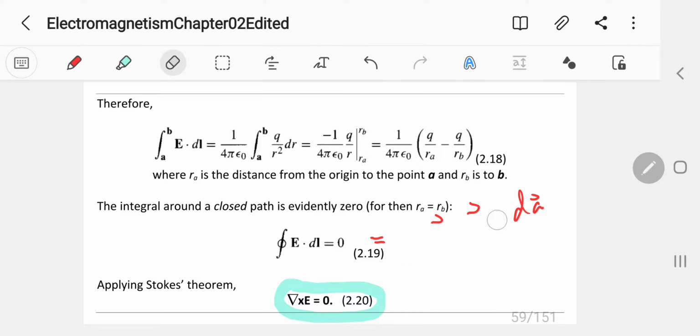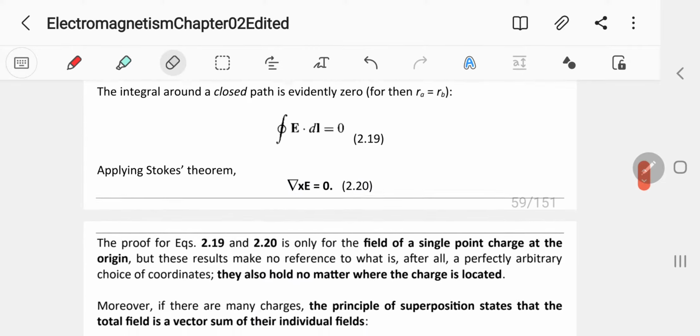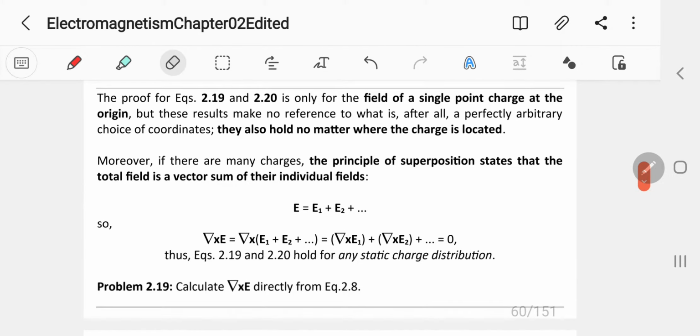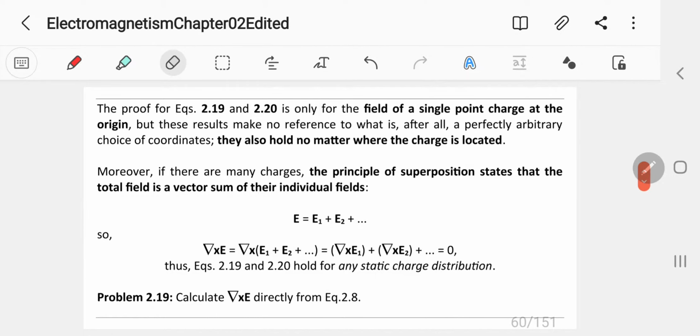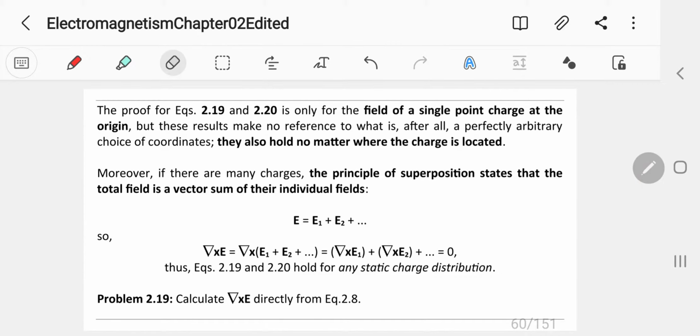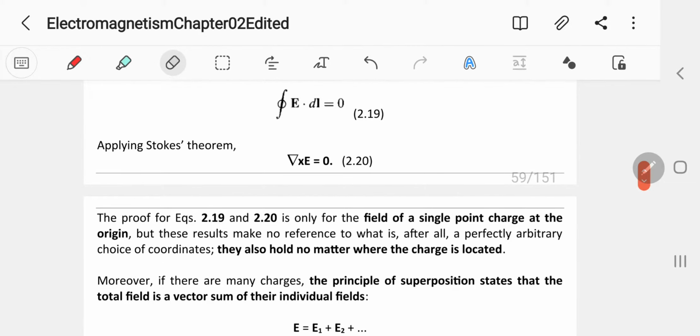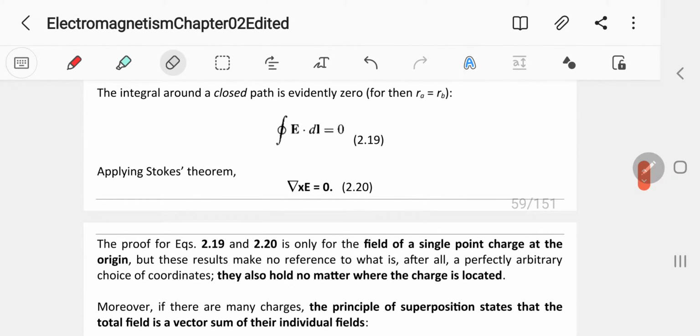So anyway, continuing, we have now only showed this result, these ones, when we set the origin to be at the center of the sphere, but the result holds wherever the charge is located.